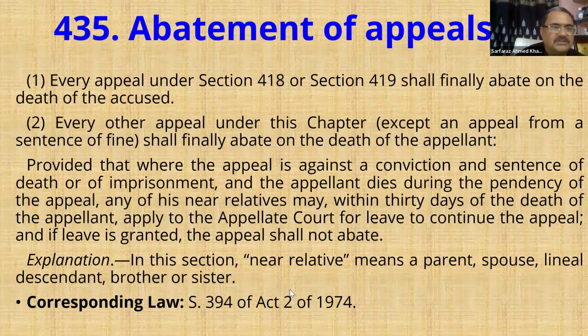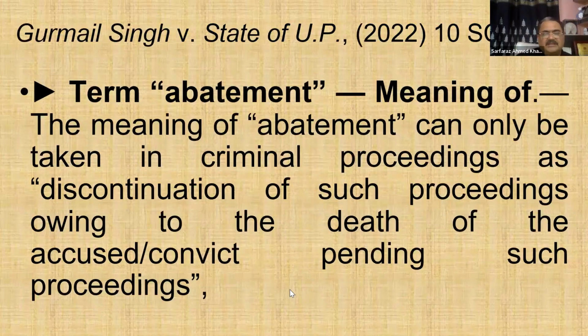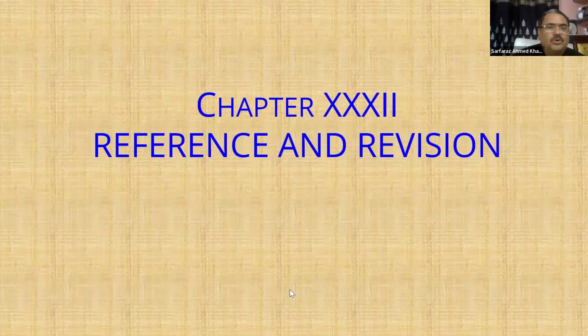So that's the section, 435. Earlier it was 394. In Gurmal's case, the court says the term abatement can only be taken in a criminal proceeding as discontinuation of such proceeding owing to the death of the accused or convict pending such proceeding. So the term abatement implies that the proceeding is not continuing. Okay, that is basically the provisions relating to appeal.